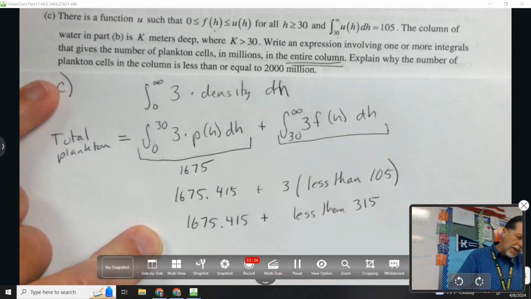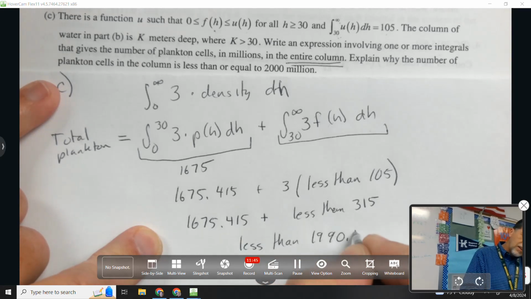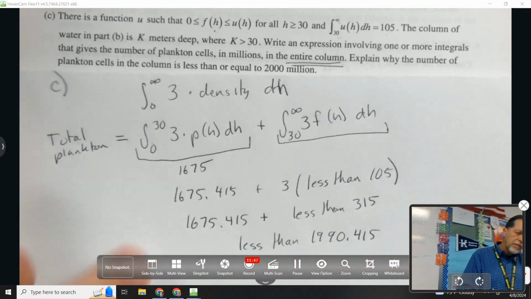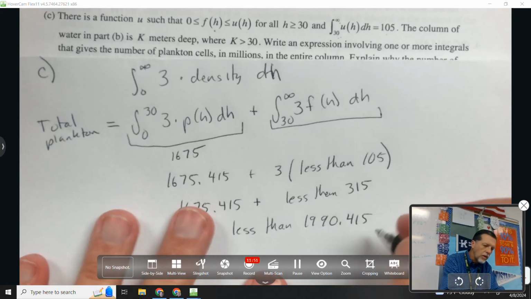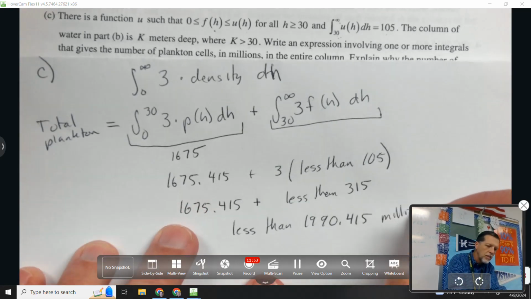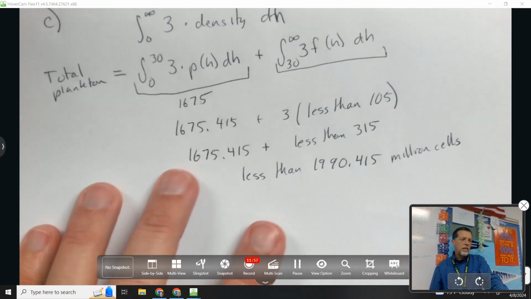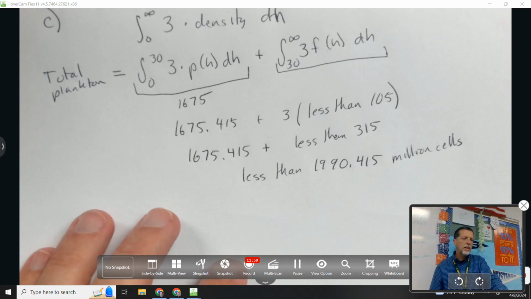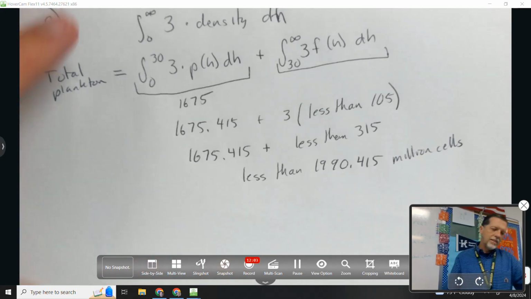You like this math here? Less than. So I add those together, and my answer then needs to be less than 1990.415, which is less than 2,000 million. I guess we should label that million cells. Yeah, this is a tricky one.